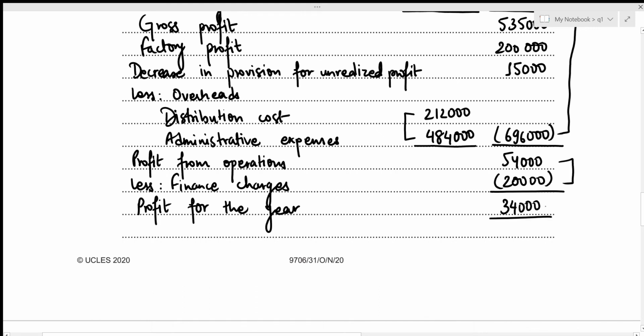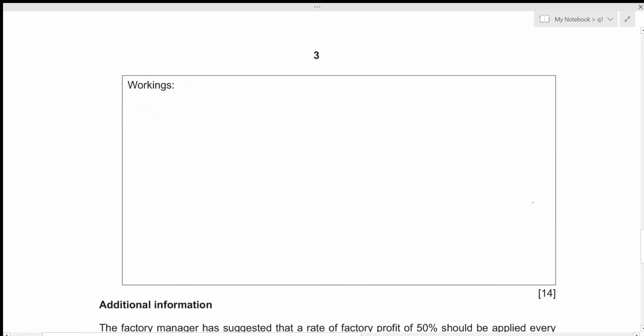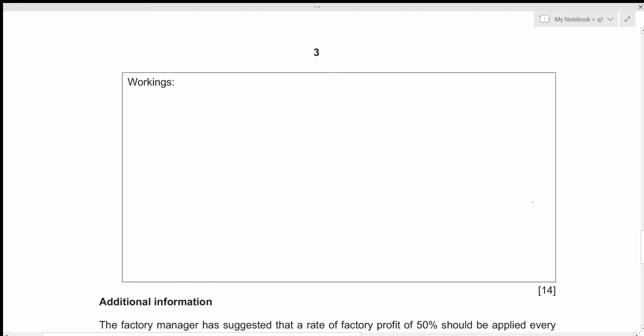Alright, this concludes the income statement as well as the third part of this question. Now we can move towards the fourth one. Okay, we were given our working section right here. So instead of scribbling all over the question paper like I did, you guys should be showing all of your workings in this particular box.